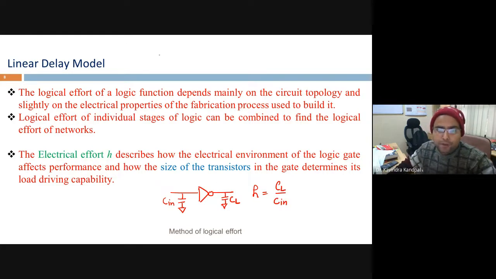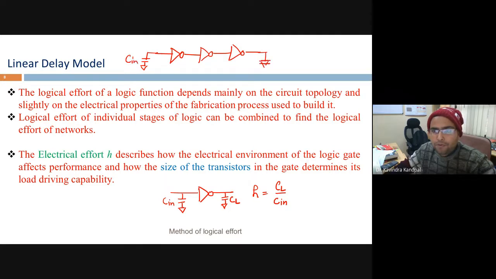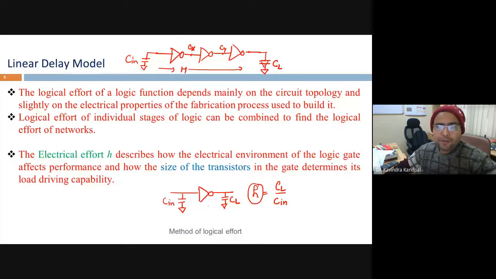So tell me, if you have back-to-back inverters, let's say one more, I'm putting it here. This is the Cin. This is the CL. Let's say this node has a capacitance Cx, this node has a capacitance Cy, and this node has a capacitance CL. I want to find out the electrical effort of this complete path, that is the capital H. Small h, I'm defining as the electrical effort of a stage, and capital H as the electrical effort of this complete path. Can you tell me what it will be?